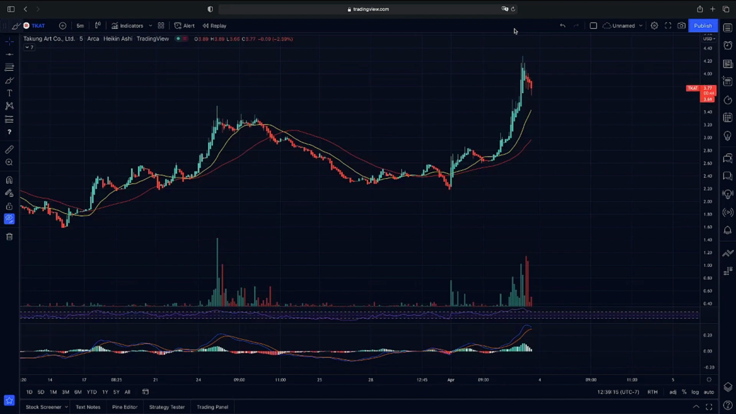So I'm going to go over the 5-minute chart so you guys can see exactly how this broke out on Friday. And then I'm going to go over the daily chart so you guys can see exactly which level we are trying to break above to have more room to run.